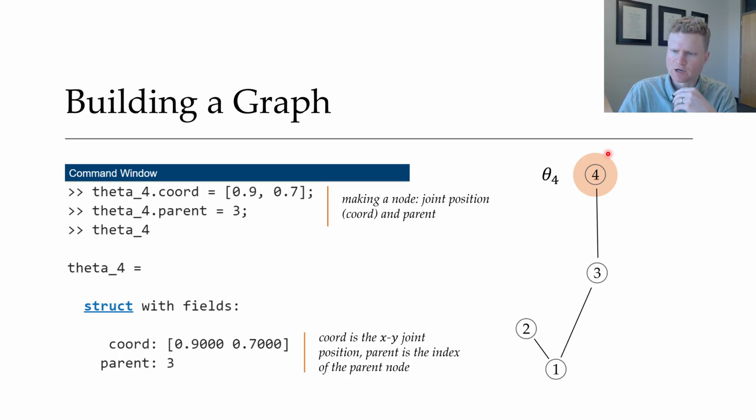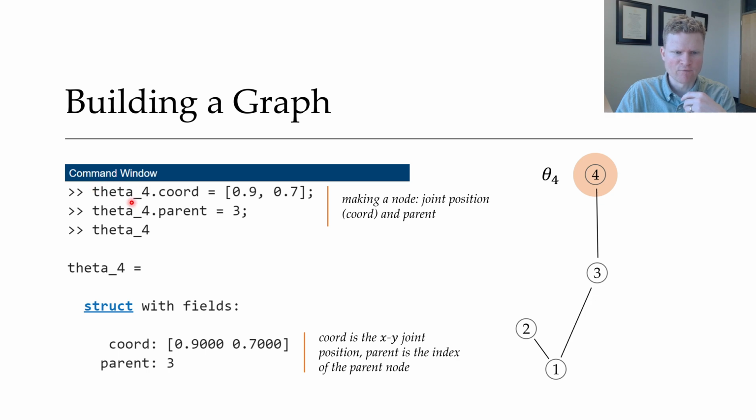So I'm going to focus on this node, theta 4. For the examples I show you in this lecture, we're thinking about motion planning in an XY plane. And so all my joint positions are just going to be two-dimensional, X and Y. And so the first thing I'm going to declare is the position or the coordinates that I want to assign to this node.